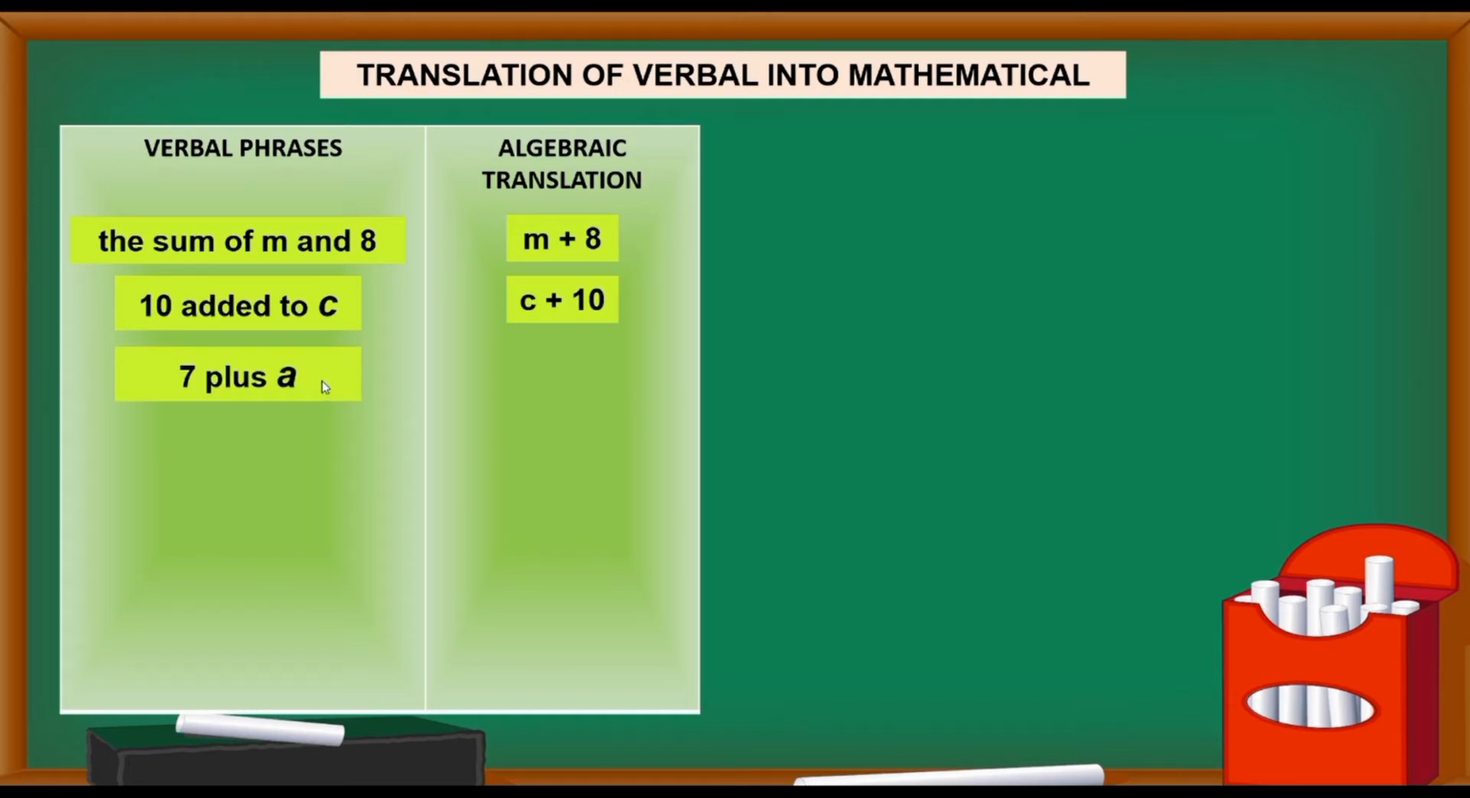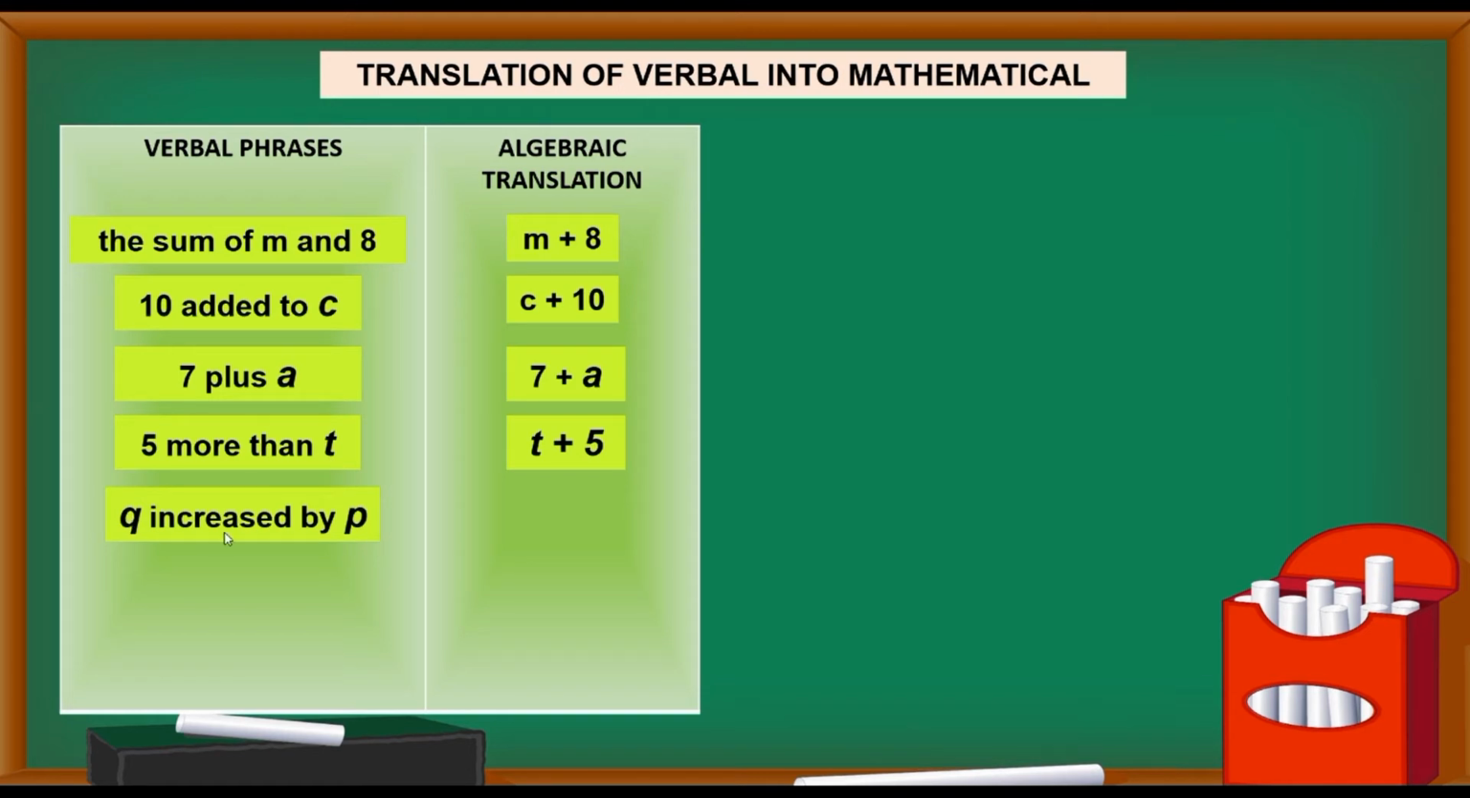So, let us have 7 plus A. So, since 7, then plus A, so 7 plus A. So, ito yung symbol niya. Diretso lang po yan. Another is 5 more than T. Ito din, tandaan natin. Kapag ang term na ginagamit natin ay more than, dapat mauuna yung pangalawang number or letter. So, that would be T plus 5.